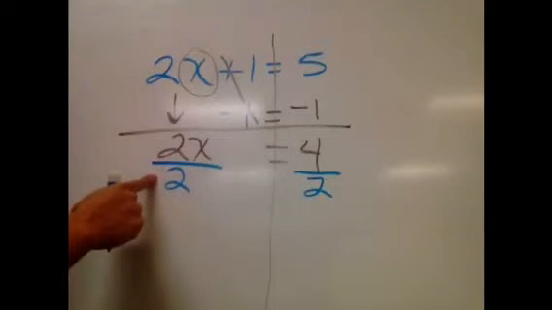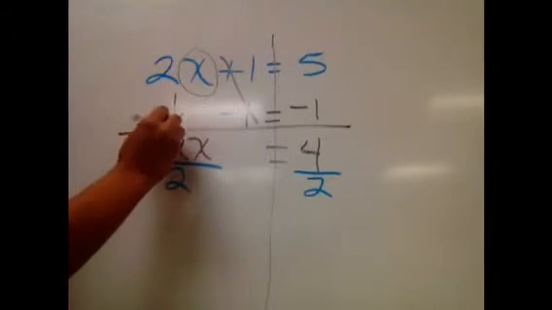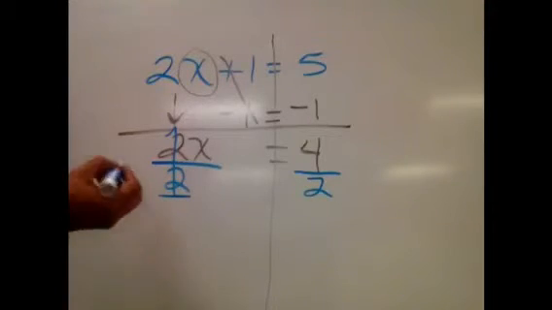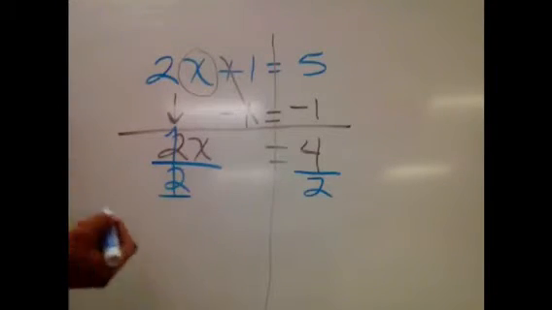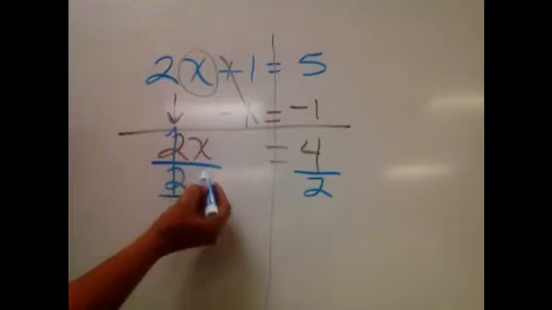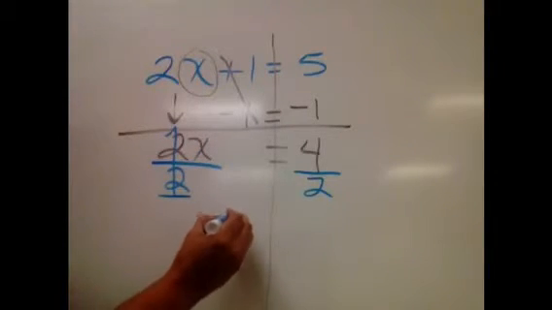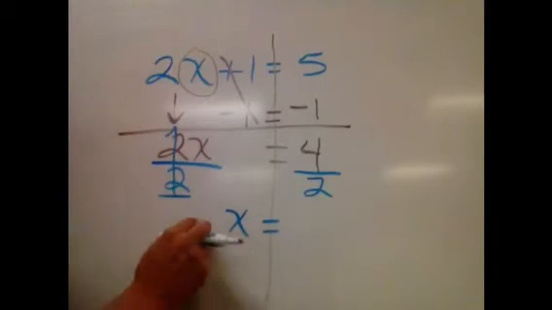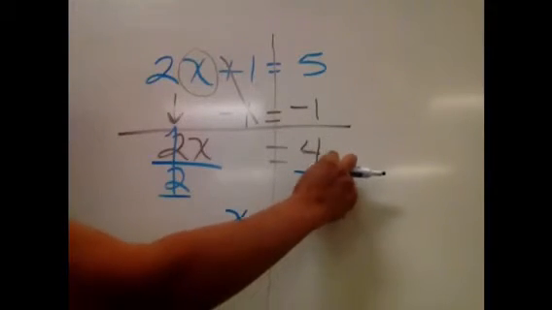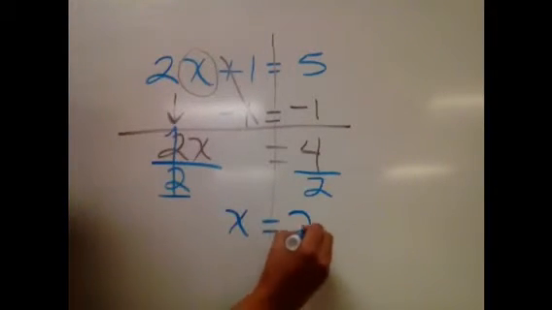2 over 2, or 2 out of 2, is equal to 1. That's like saying if we have 2 halves, we would have 1 whole orange, for example. 1 times x is x. 1 times anything is the other thing, so this is x. 4 divided by 2 is 2.